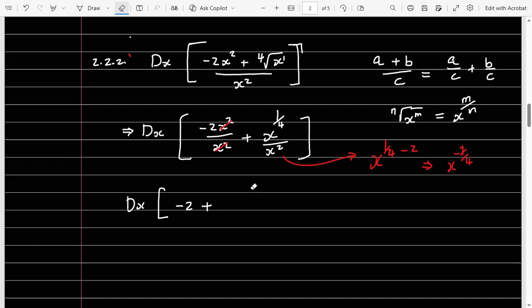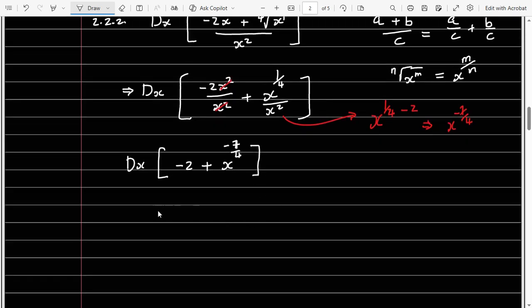I just want to write this right. So this will be x to the power 1 minus 7 over 4. Then you see now the question is simplified well. Now you can find the derivative, you drop the dx. Therefore, the derivative of the minus 2 is 0. Then the derivative of x to the power minus 7 over 4, we drop the 7 over 4. We multiply that with the coefficient of x, which is just 1. Then this will be x to the power minus 7 over 4, then you subtract 1.